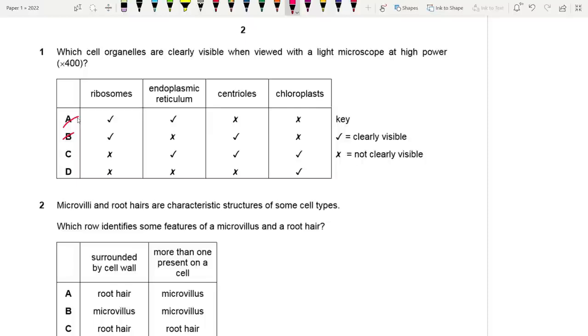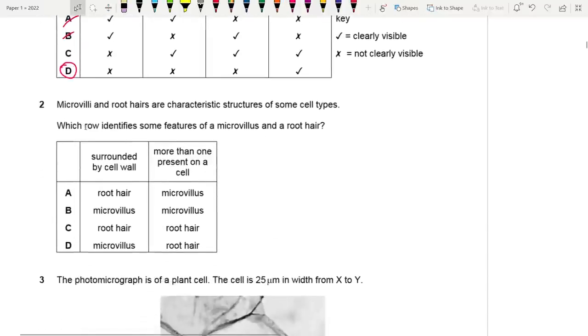Now, what about centrioles and endoplasmic reticulum? We can't actually see them, okay? So the answer is D. We cannot see these three with the help of a light microscope. Microvilli and root hairs are characteristic structures of some cell types. Which row identifies some features of a microvillus and root hair?